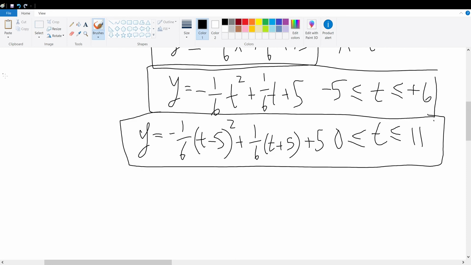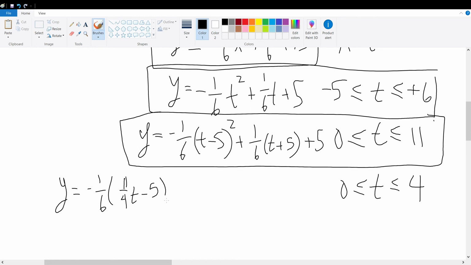Therefore, we must change the terrorist's parabola to have t between 0 and 4 now instead of 11, as the original function would actually give us 11 seconds of travel time, whereas this function will give us 4 seconds of travel time. Therefore, we must rewrite this function as y is equal to -1/6 multiplied by (11/4 t plus 5 or minus 5) squared plus 1/6 multiplied by (11/4 t minus 5 or plus 5).